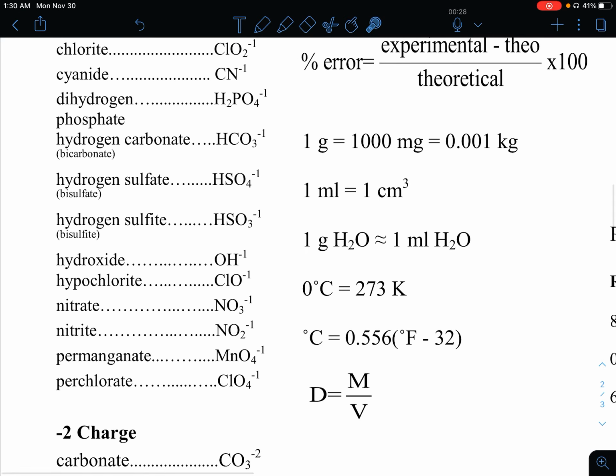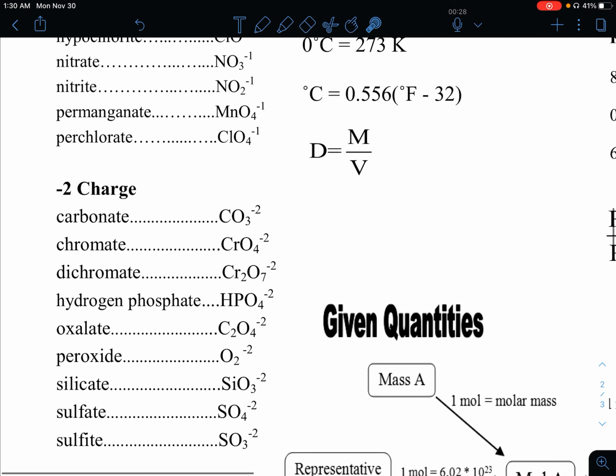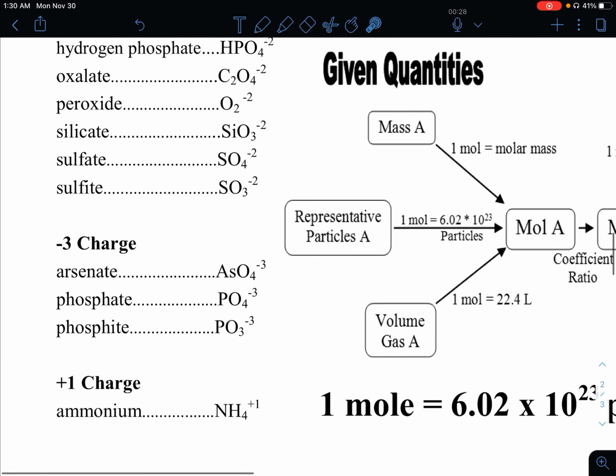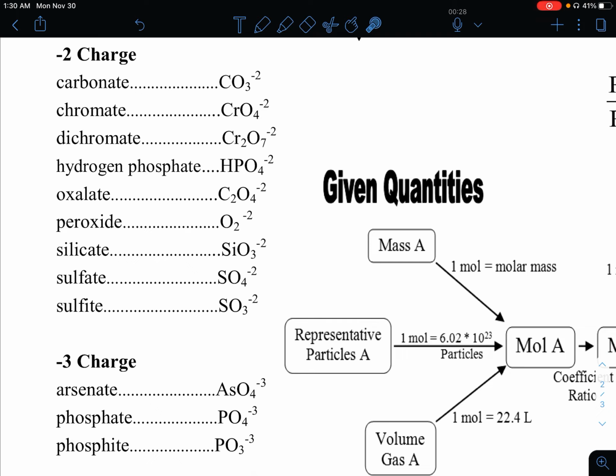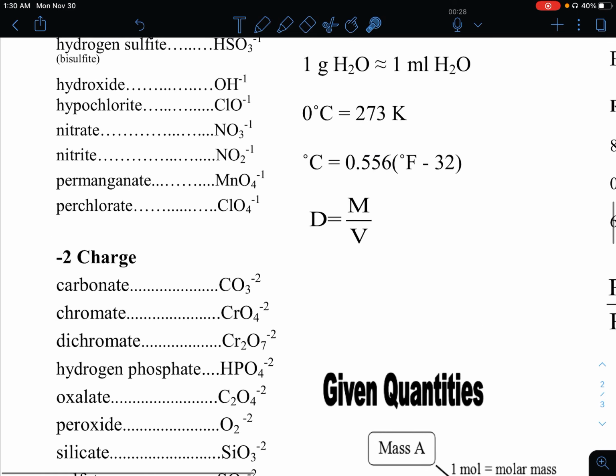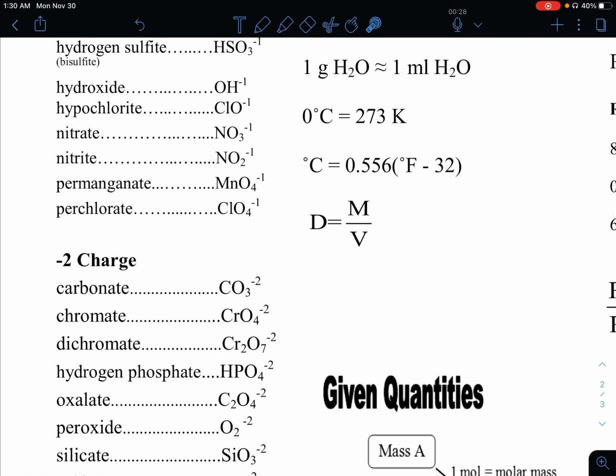Polyatomic ions come in -1 charges, -2 charges, and -3 charges. The only one that we talk about that's a positive charge, like I said, is ammonium. These charges really don't have anything to do with the number of oxygens present, so don't let that confuse you. You may have 4 oxygens and a -1 charge, or 4 oxygens and a -2 charge.